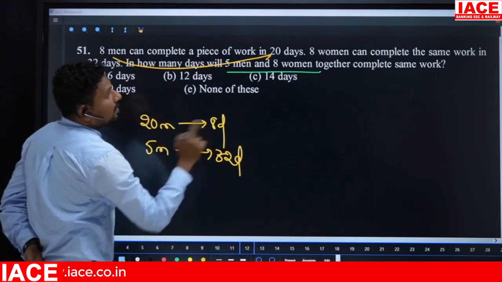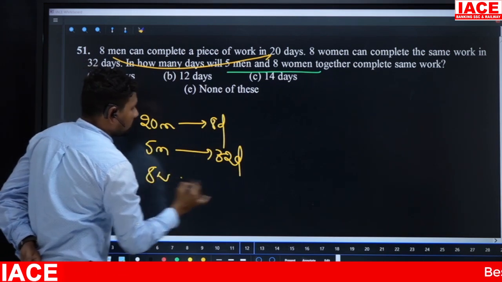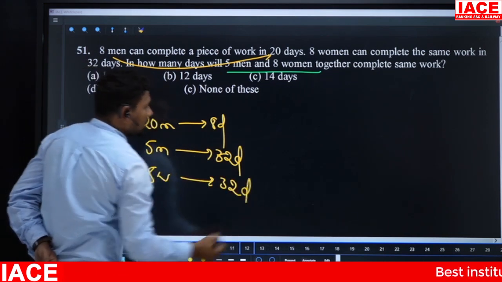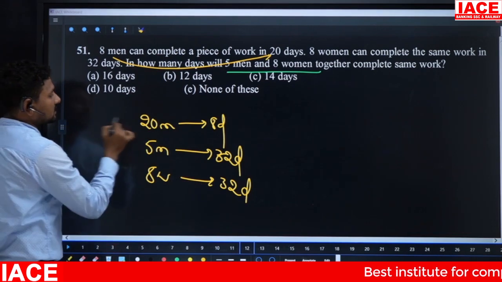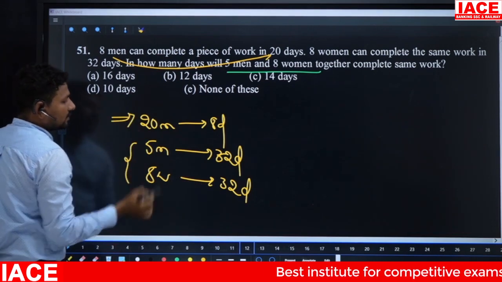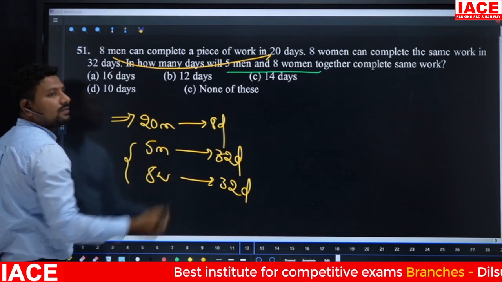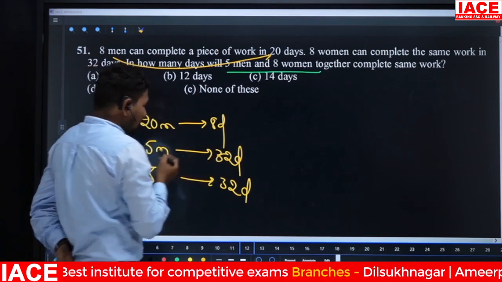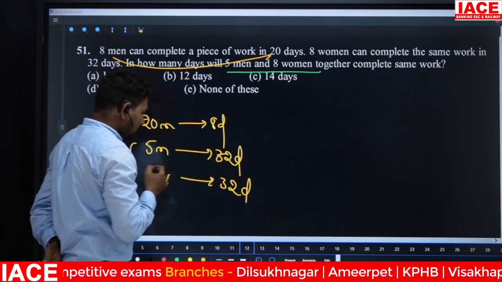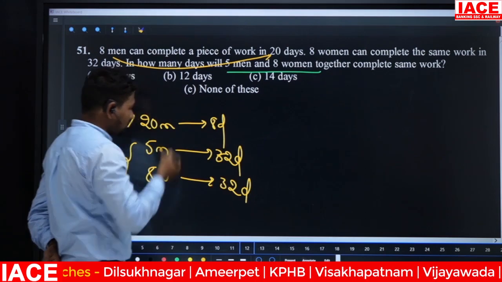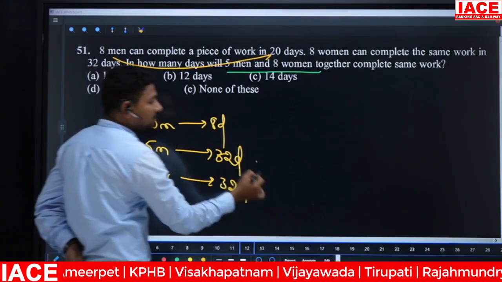Next, here already they have given that 8 women complete the work in 32 days. Finally, what is the question they are asking? 5 men and 8 women together complete the work in how many days? So 5 men alone complete the work in 32 days. 8 women alone complete the work in 32 days. 5 men and 8 women both together complete the work in how many days?